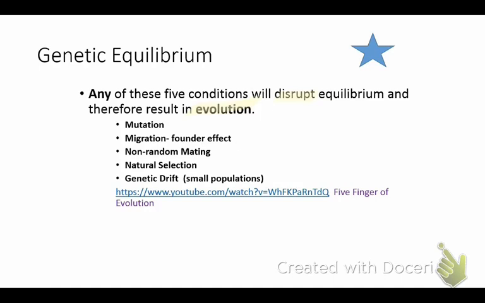They are, number one, mutation. Number two, migration. Number three is non-random mating. Number four is natural selection. And number five is what? Anyone? Genetic drift. Excellent. Someone's still alive out there. I'm proud of you.